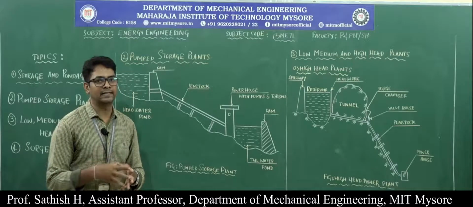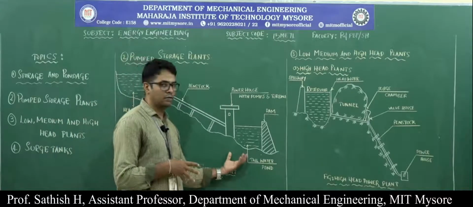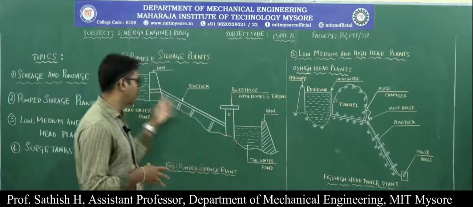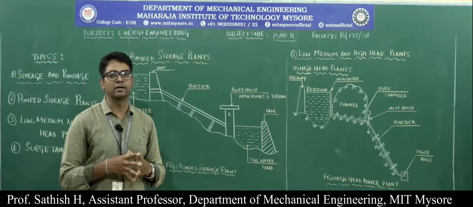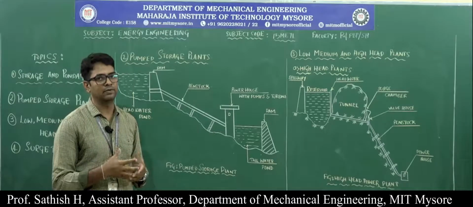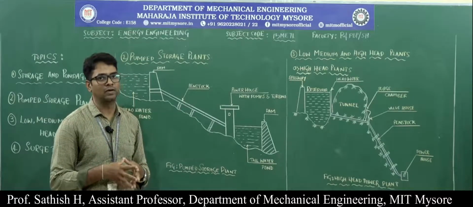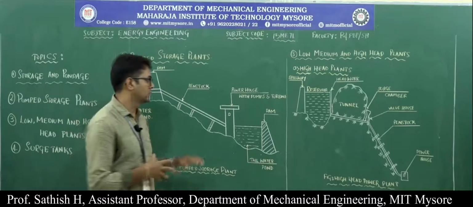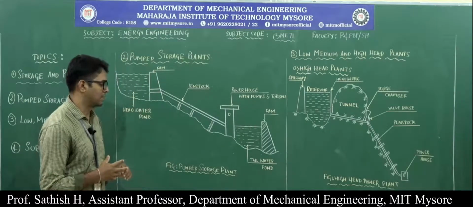When the demand for electricity is less, during that time the water in the tail water pond is pumped back to the head water pond with the help of a pump, so that the water can be used later during the peak load conditions. So this is about pumped storage plants.